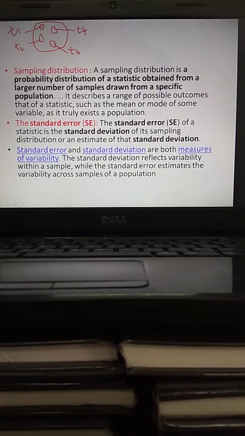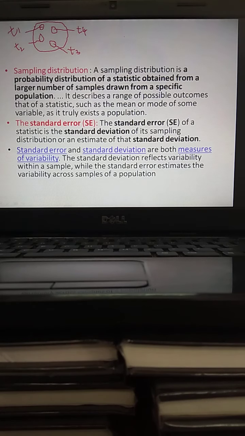This is a very, very important discussion, because the coming concepts like testing of hypothesis depend upon the sampling distribution only. What is a sampling distribution? A sampling distribution is the probability distribution of the statistic obtained from a large number of samples drawn from a specific population. Here how many samples did we collect? 4 samples. It need not be limited to only 4. You can collect 10 samples, 15 samples, whatever. That depends upon the size of the population and the availability of the samples.